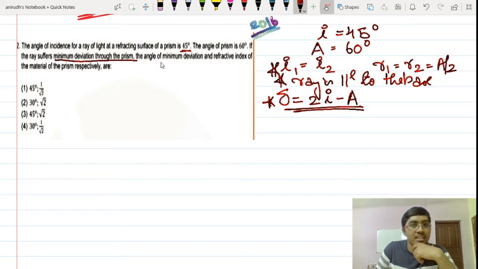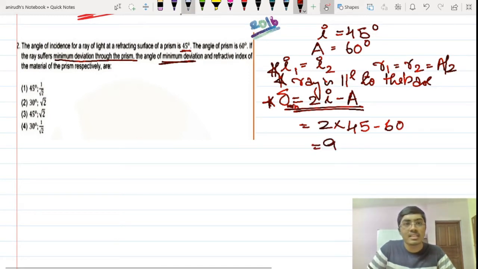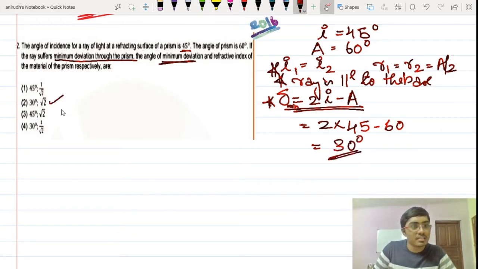They are asking us to find the angle of minimum deviation, that is delta min. This is the angle of minimum deviation, that is equal to twice of 45 degree minus 60 degree. So this will be 90 minus 60, that will obviously be 30 degrees. So the answer for this one part we have obtained, that is 30 degree. So our answer can be either this or this. These are just ruled out over here.